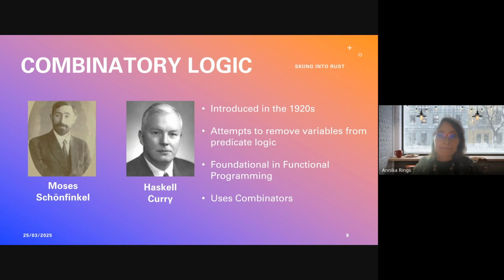It was initially introduced in maths as a way of removing variables from predicate logic, especially quantified variables, so something like for all or there exists. And the way that Moses Schoenfinkel originally came up with to remove the variables was by using something called combinators.